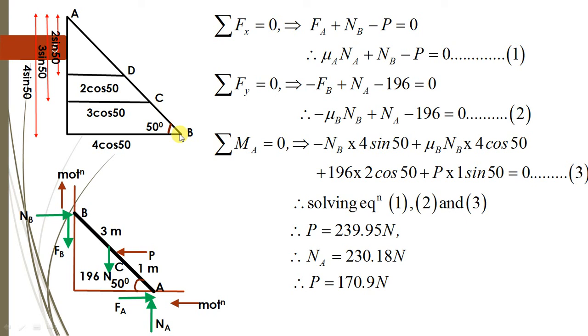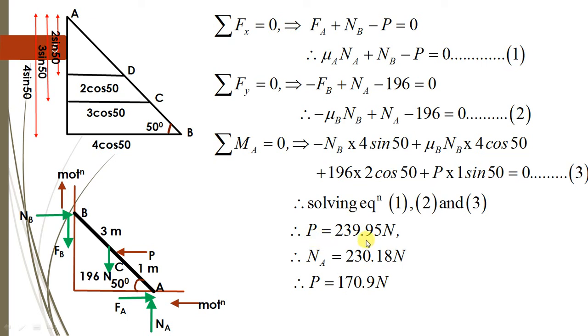So this is 2 cos of 50. Now P into 1 sine of 50. This P is the distance, the vertical distance. This vertical distance between A and this point C is 1 sine of 50. So after solving equations 1, 2, 3, you will get the desired answer.